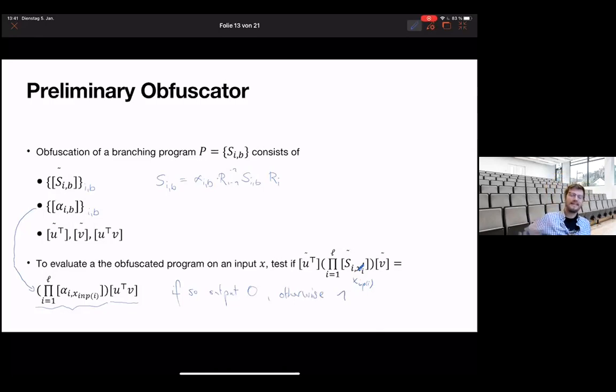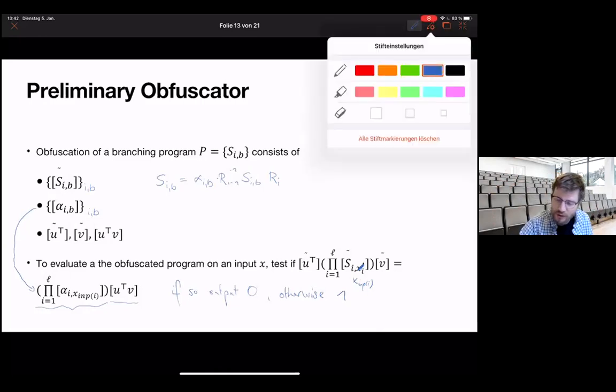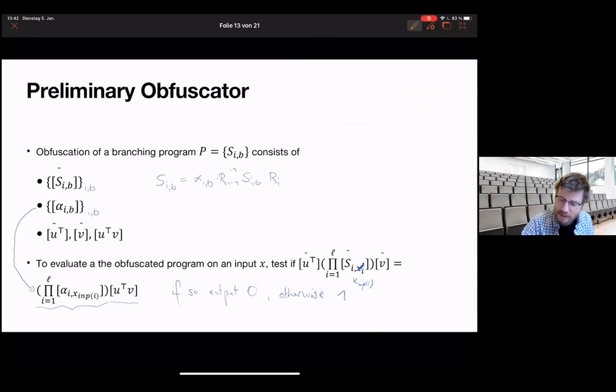Okay, so from this we can see that this obfuscator is correct. Basically, the main idea for why correctness is preserved is, first, these randomization factors cancel out as we've seen before in a correct evaluation, and second, we can pull out this product of the alphas, and since we're being given all the alphas, we can just recompute them and test for equality in the end.